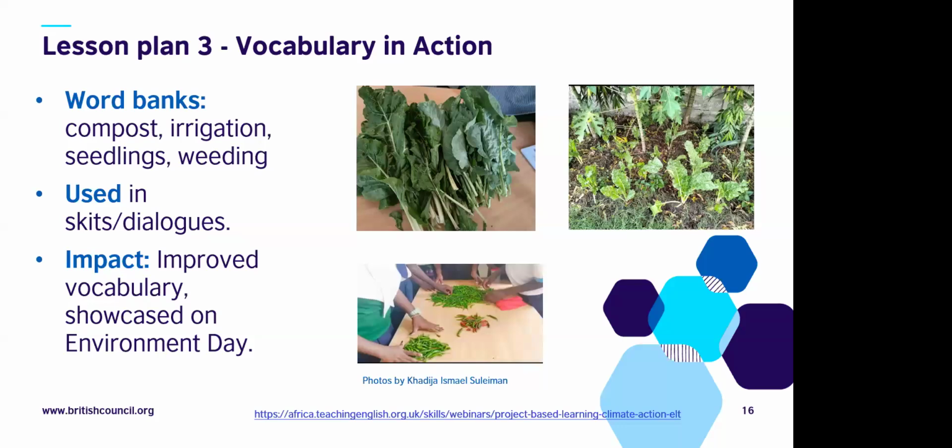So in our third activity, we looked at vocabulary. Ever since we started the project, we had some words kept in a bank. So we used to have what we call word banks. In this activity, we looked at the words that we had in our bank, and some of the words were compost, irrigation, seedlings, and weeding. As they were working in the garden, they used to make sentences using these words. If they were weeding, they were making sentences using the word weeding. And they had a chance to construct simple sentences. For the high-level students, they had a chance to write paragraphs, and some wrote essays about this. And they also used these words in dialogues.